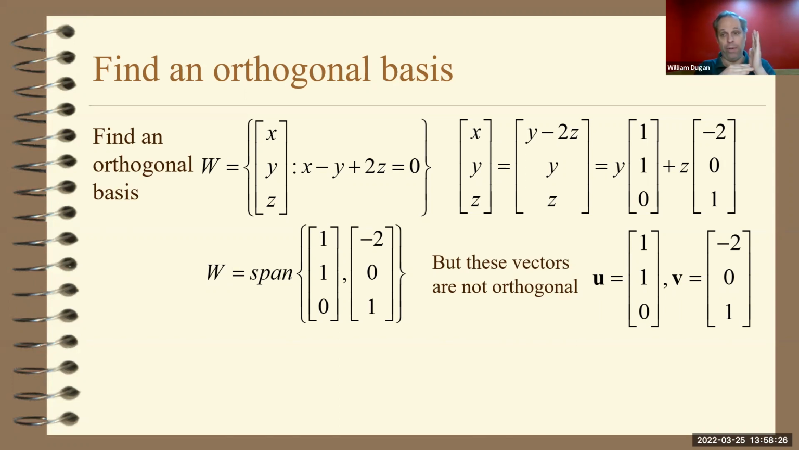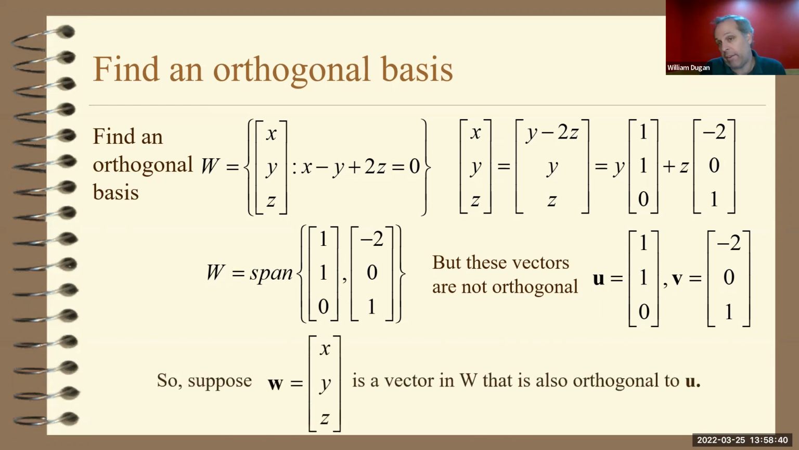And among those 2 vectors, one of them is going to be u. I'm just going to arbitrarily pick it. I'm going to say u is one of those 2 vectors. So I want another vector that's in W and orthogonal to u. So let's just say that w is going to be that vector. The vector w, whose components are x, y, z, is going to be a vector in W, the subspace, that is also orthogonal to the vector u.